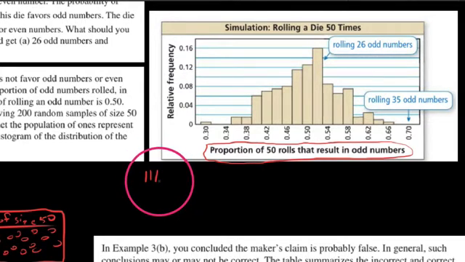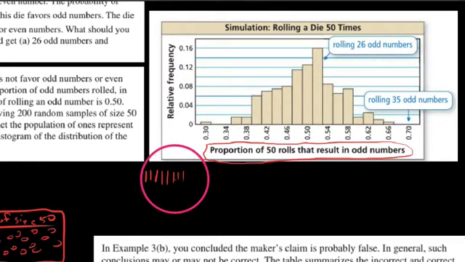And we do this again and again. We basically roll it 50 times, 50 times, 50 times, 50 times. And we do this 200 times, you guys, 200 times. Every time recording what percentage or what proportion of the overall 50 rolls resulted in an odd number.